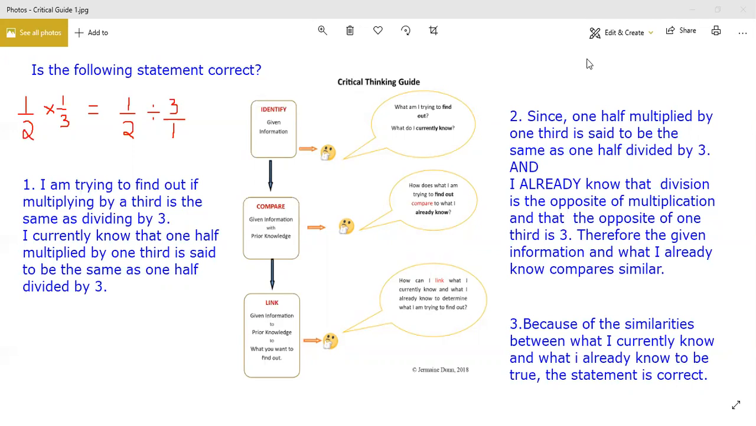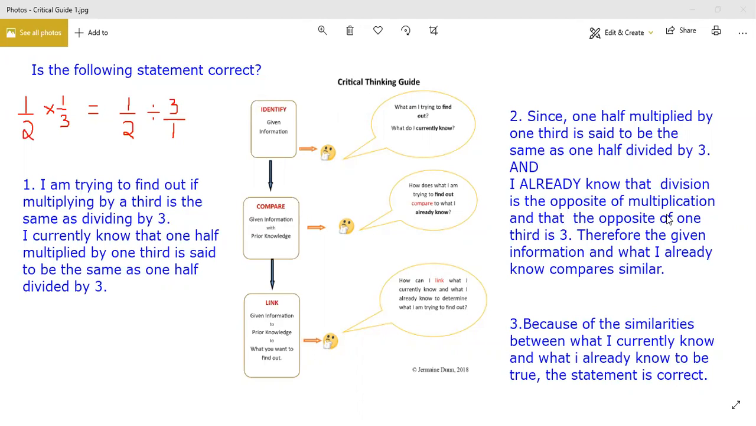So typically, what will happen here is that the students will guess and say yes, or they'll say no without any justification that is logical. All right, now, the question says, is the following statement correct? The statement reads, a half multiplied by a third is the same as a half divided by 3.